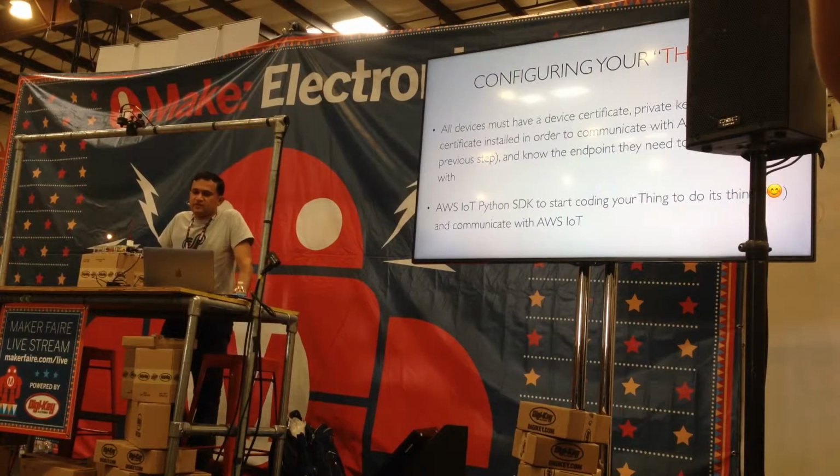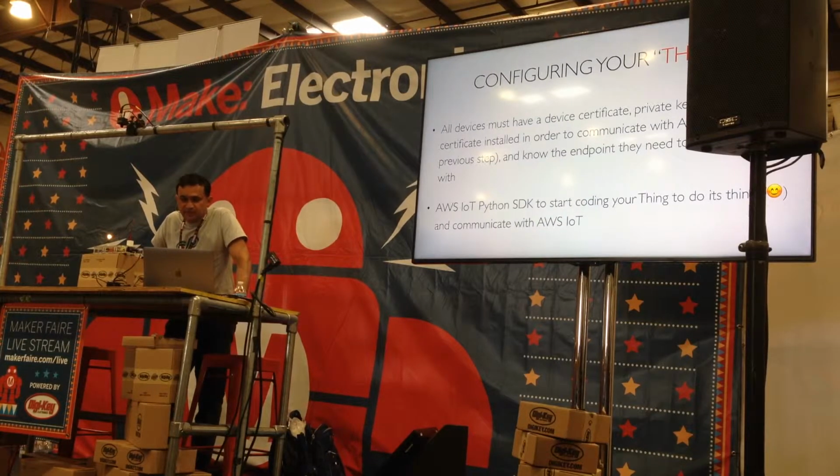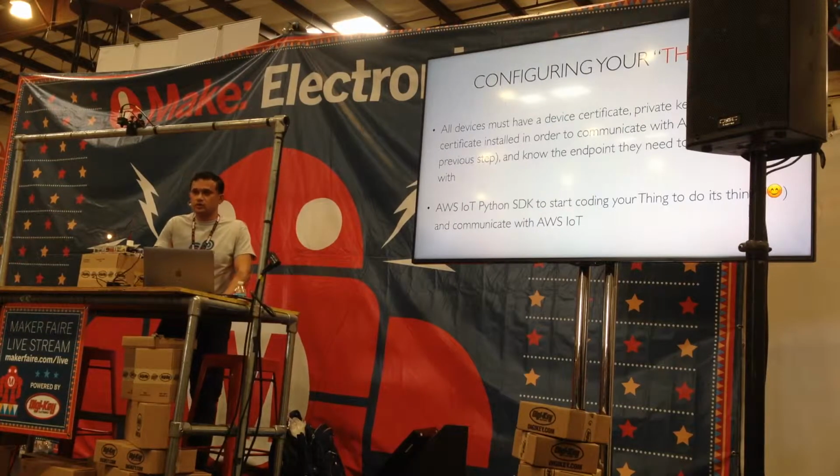All devices must have a device certificate, private key, and root CA installed in order to communicate with AWS IoT. And you also need to know the endpoint to communicate with. You'd also need to download and install the AWS IoT Python SDK to start coding your thing.